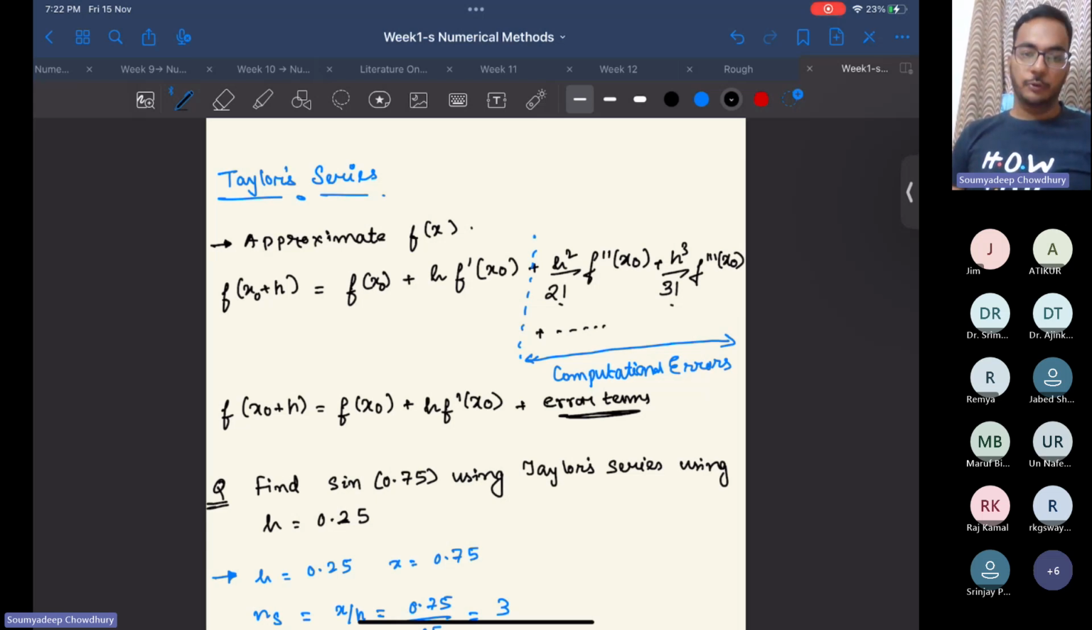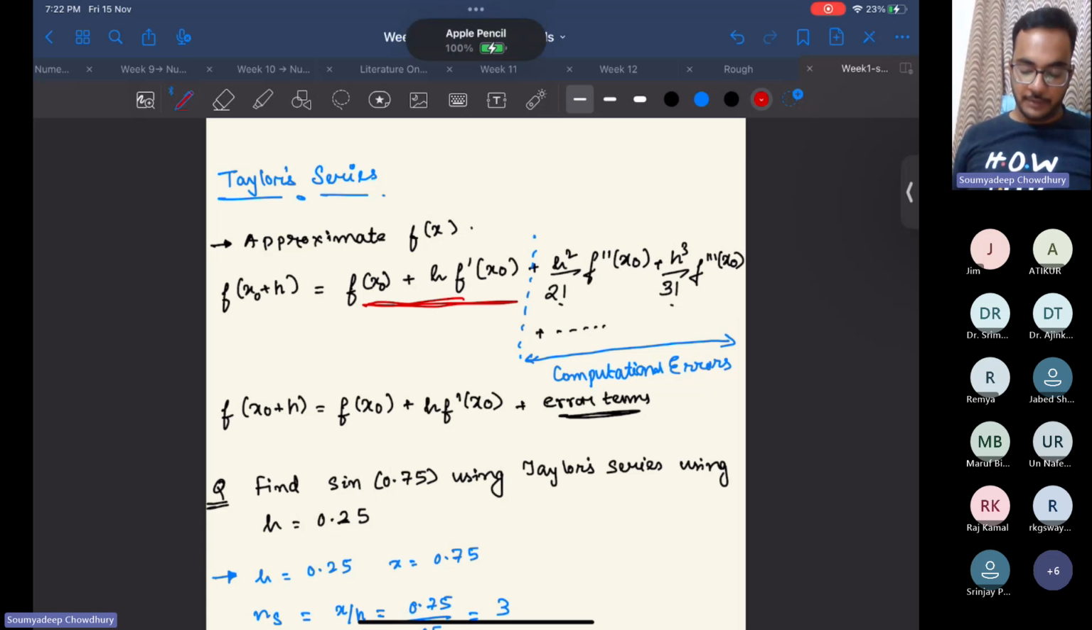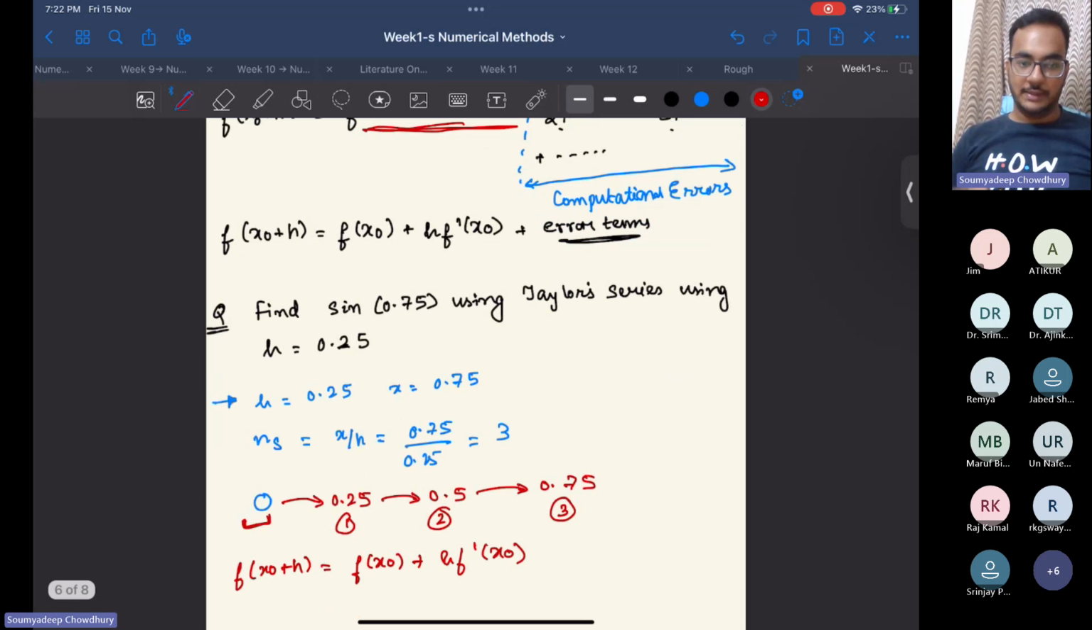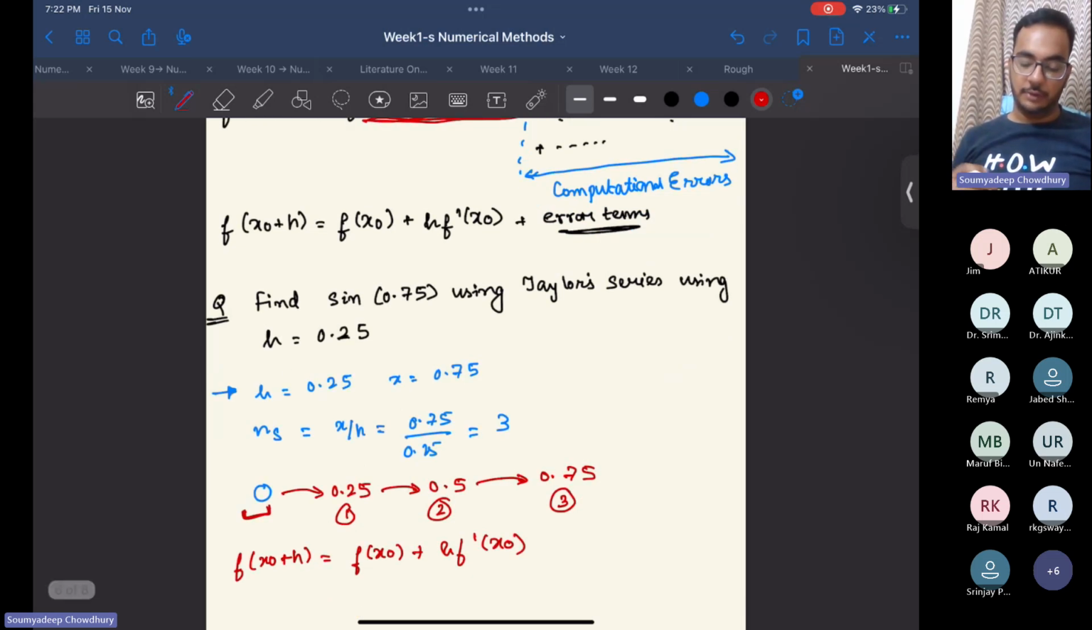For the sake of ease of calculation, we ignore the terms from the second derivative onwards, and we take only the first two terms. All the terms after the first derivative are termed the error terms. Now we will see how we can approximate the value of sine x at x equals 0.75 using the Taylor series. And h will be given in the question. h is here 0.25 and x is 0.75.